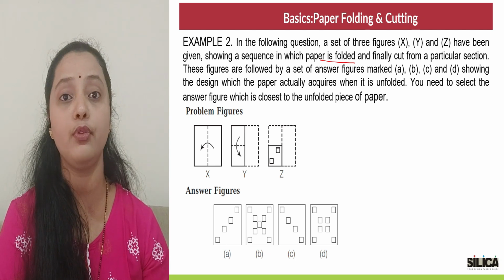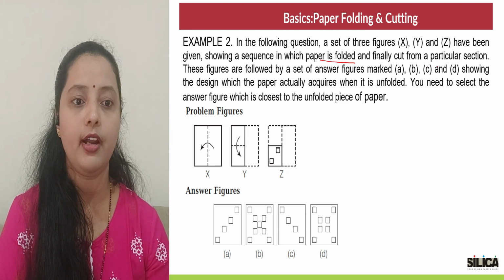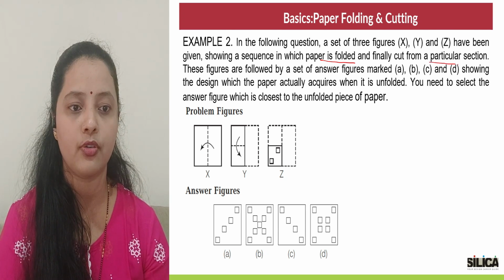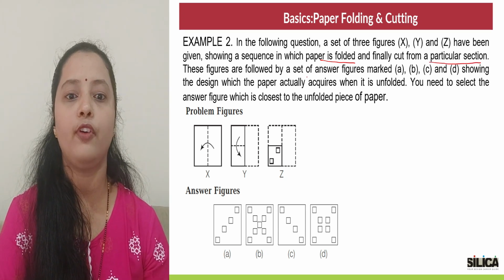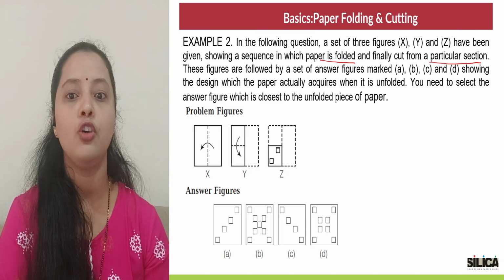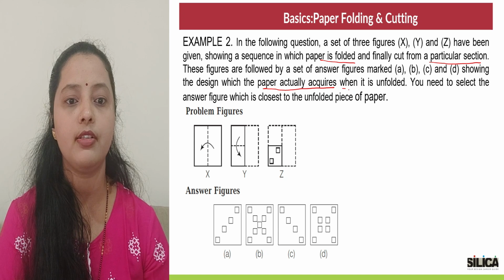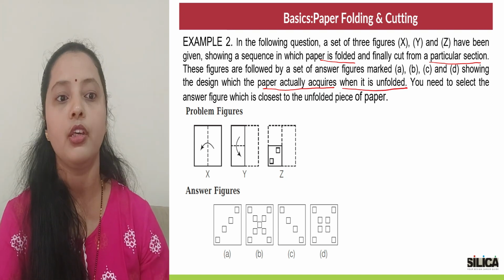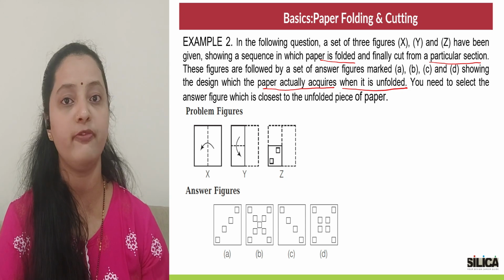So first they are telling you the paper is folded in the sequence X, Y and Z. And finally cut from a particular section. So a particular cut is being placed on the paper. These figures are followed by a set of answer figures showing the design the paper actually acquires when it is unfolded. You need to select the answer figure which is closest to the unfolded piece of paper.